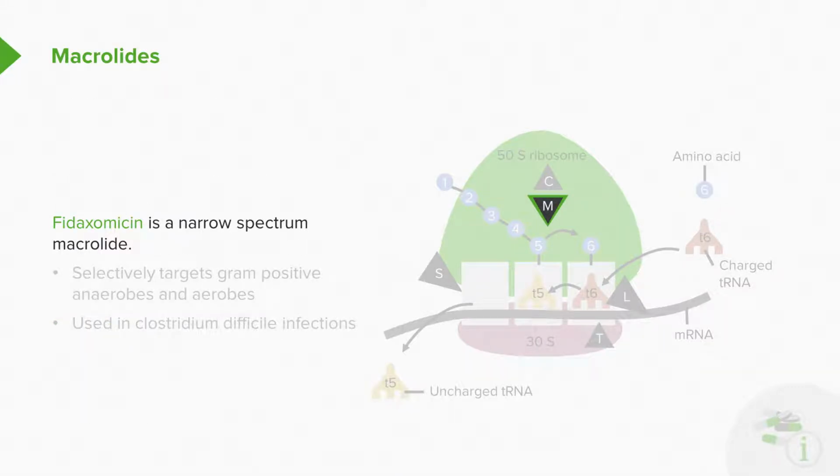Other medications are more narrow spectrum within this drug group. The selectivity targets are generally gram-positive anaerobes and aerobes, and these are used often in Clostridium difficile infections.